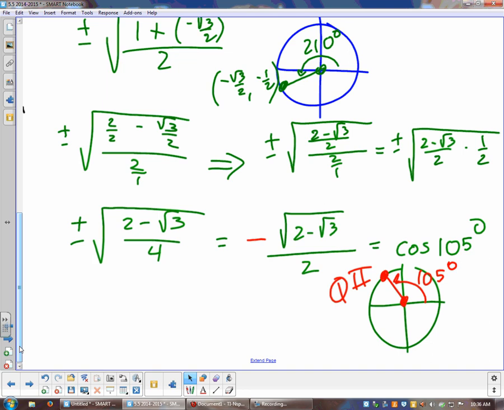The next one is to rewrite sine 5 theta cosine 3 theta.